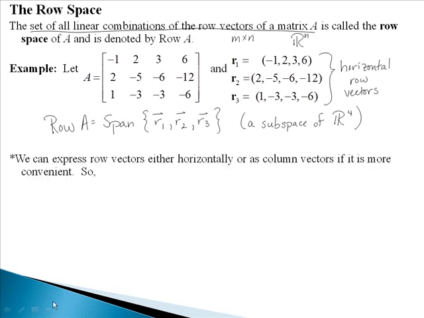We can express row vectors either horizontally, as we just did in that previous example, or as column vectors if you prefer. So given that, we know then that the column space of A transpose is equal to the row space of A.